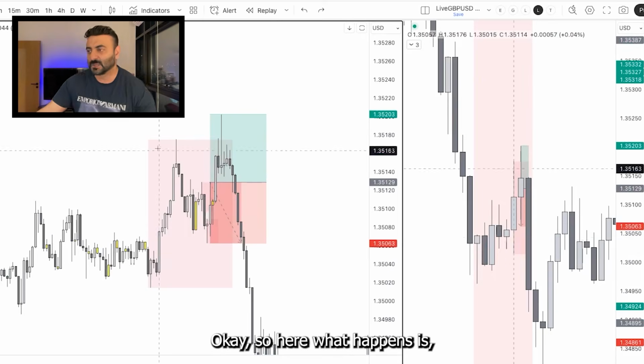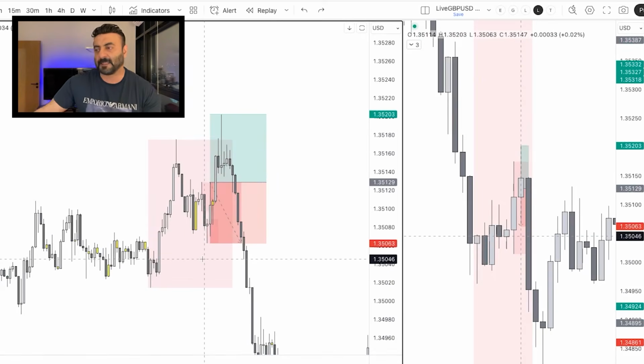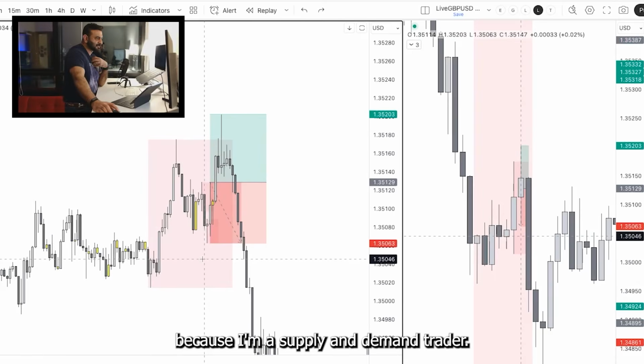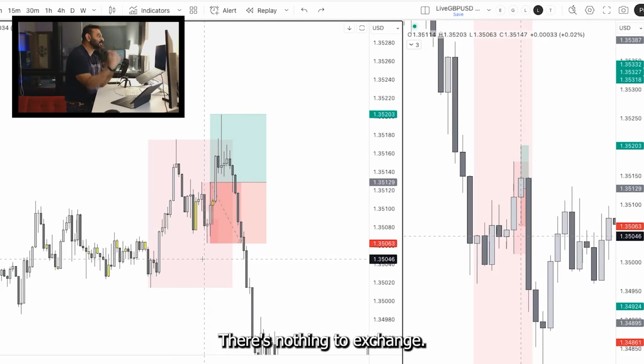Okay, so here what happens is, because I'm a supply and demand trader, and the reason why I'm supply and demand is because the market moves because of supply and demand. If there is supply, there is demand. If there is demand, there is supply. If you take any one of these out from the market, there is nothing to trade against. There is nothing to exchange.